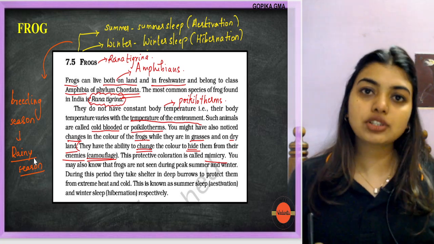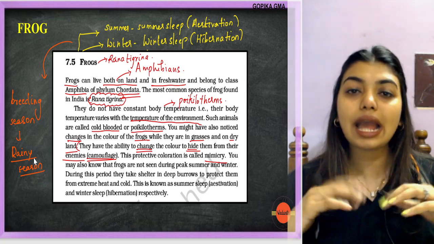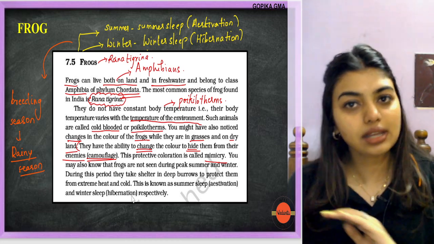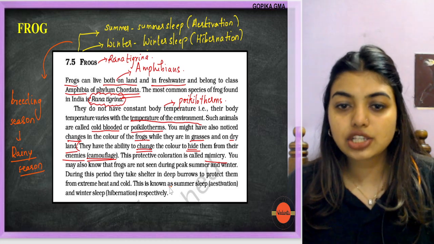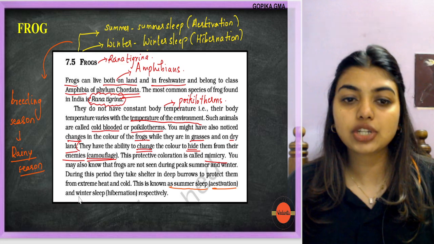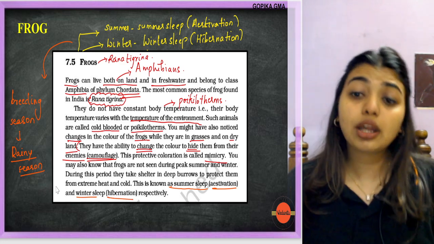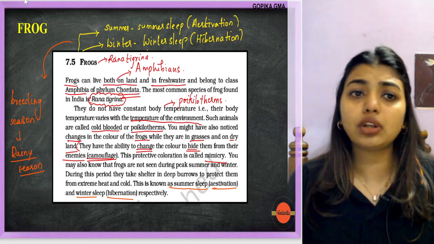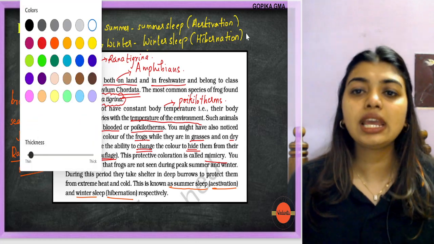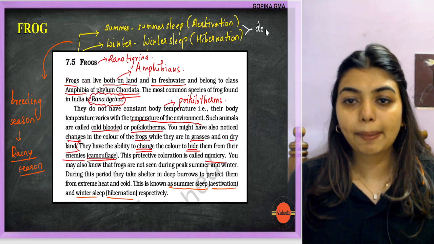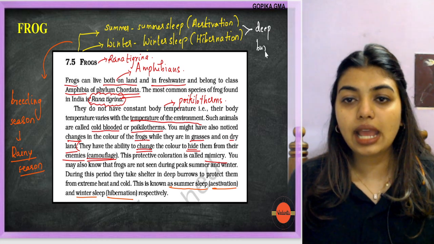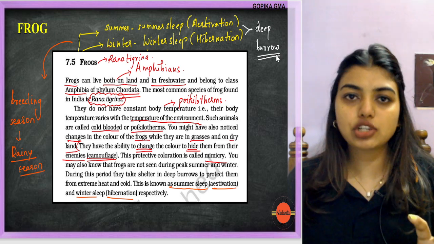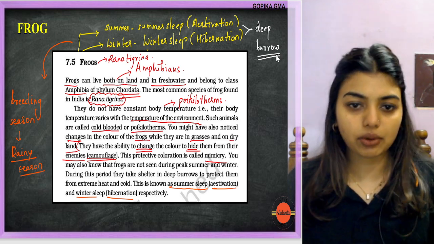So in the summertime they are sleeping, in winter time also they are sleeping. The only active time that they have is during the rainy season, which is simply called the breeding season. So summer sleep is called estivation and winter sleep is called hibernation. Now you can ask me, ma'am, where do they stay? We do not see them at all. They dig deep burrows, and in those burrows these frogs will stay. In deep burrows we will not be able to spot them, right? So during the rainy season they come out. I hope this was clear.